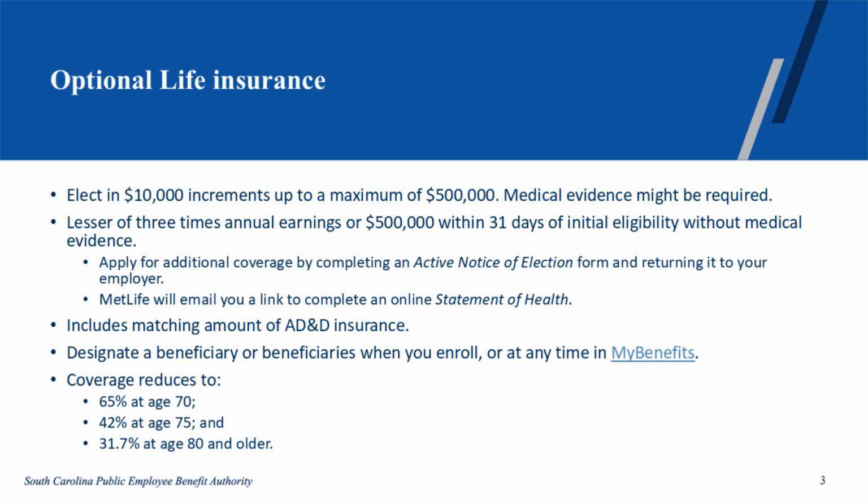Medical evidence is required for additional coverage, and if you decide to add coverage after your initial eligibility, you can apply for additional coverage by completing an active notice of election form and returning it to your employer. MetLife will email you a link to complete an online statement of health. With optional life, you also get a matching amount of AD&D insurance. It's important to note that your coverage will automatically reduce once you reach certain ages, beginning at age 70.